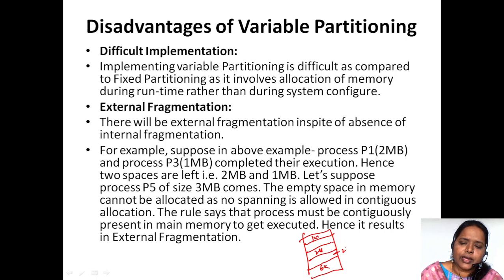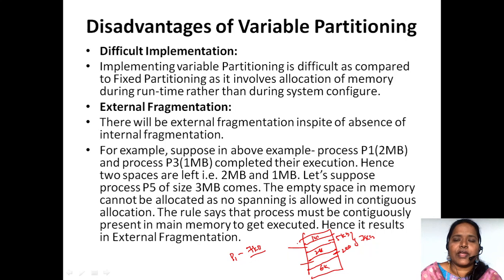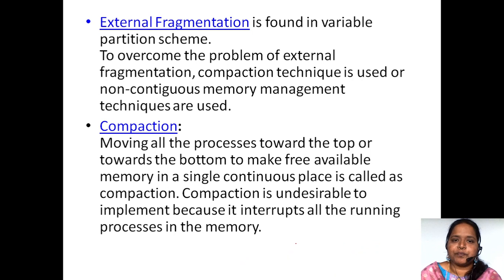Here 2 KB is free and here 5 KB is free. Totally 7 KB is free. Suppose a process P1 comes which requires 7 KB. I can't allocate it over here. Why? Because it is not contiguous. So this is how we say that there is external fragmentation in dynamic or variable sized partitioning. So external fragmentation is found in a variable partitioning scheme.